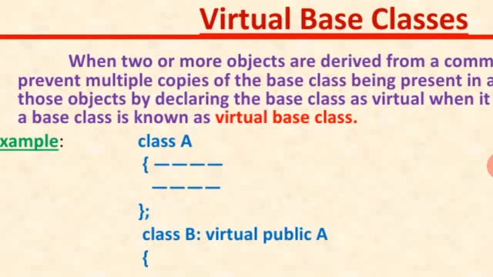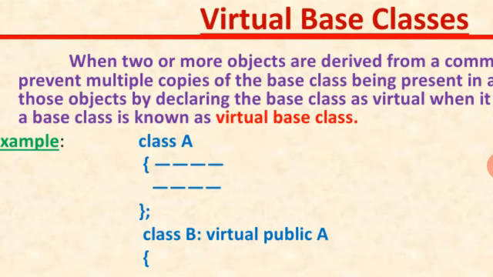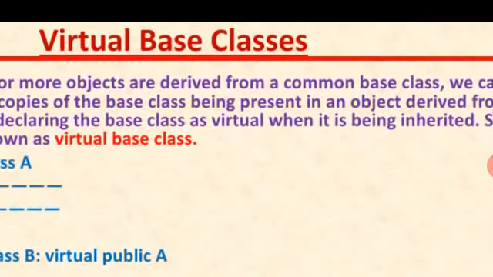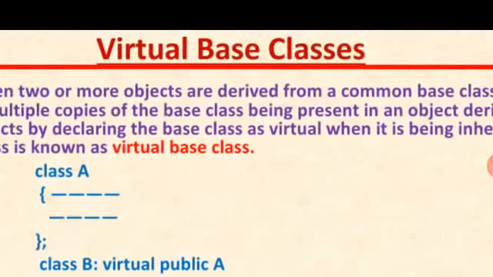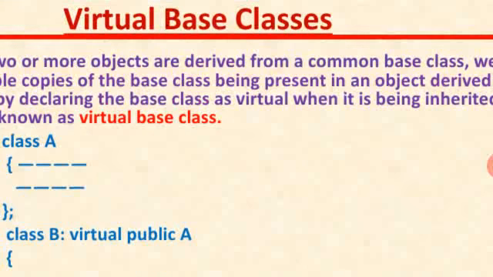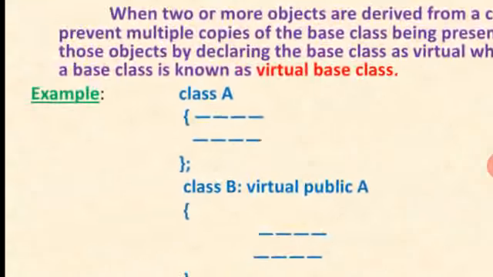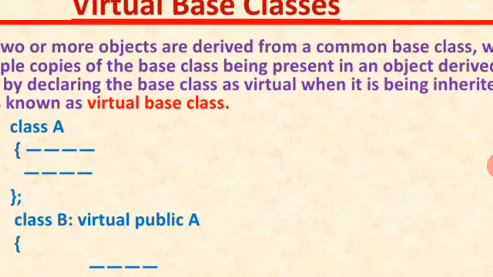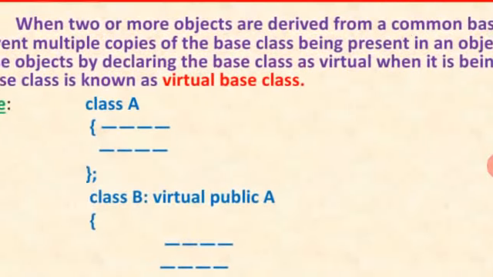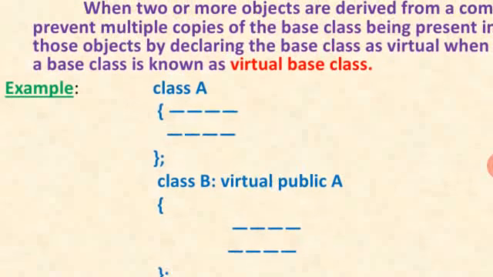Let me go to the new concept. Already we have completed different types of inheritances. Now let me explain the last concept in this chapter, the virtual base class. See, virtual base class means what? When two or more objects are derived from a common base class, we can prevent multiple copies of this base class being present in the object that is derived from those objects, by declaring the base class as virtual. Such a class we call a virtual base class.